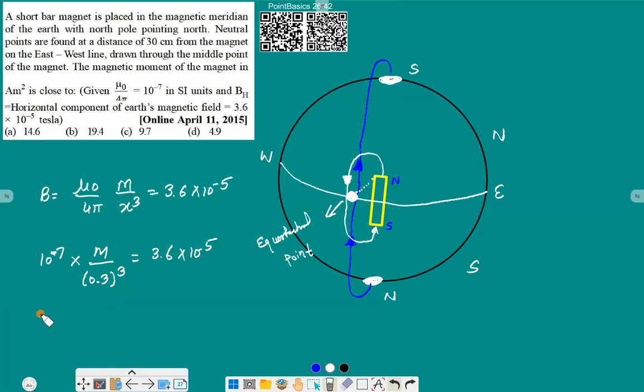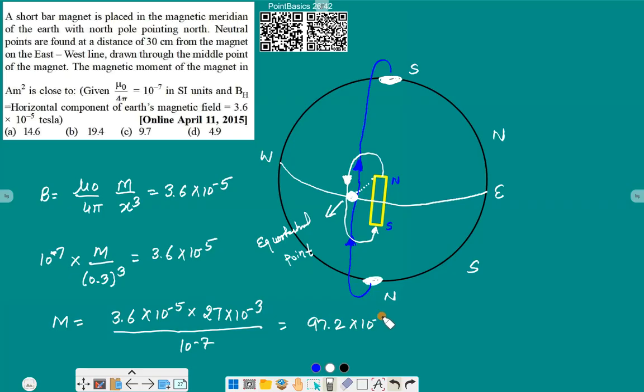Solving this, we will get m is equal to 3.6 into 10 raised to power minus 5 into 3 into 10 raised to power minus 1 cubed, so 27 into 10 raised to power minus 3, divided by 10 raised to power minus 7. So in calculation, this is 10 raised to power minus 8, 10 raised to power plus 7, so 10 raised to power minus 1 into 27 into 3.6, that will be 97.2 into 10 raised to power minus 1, or 9.72. That is option C for us.